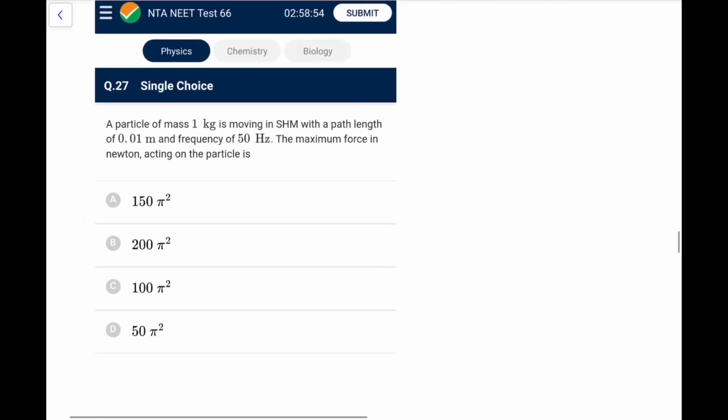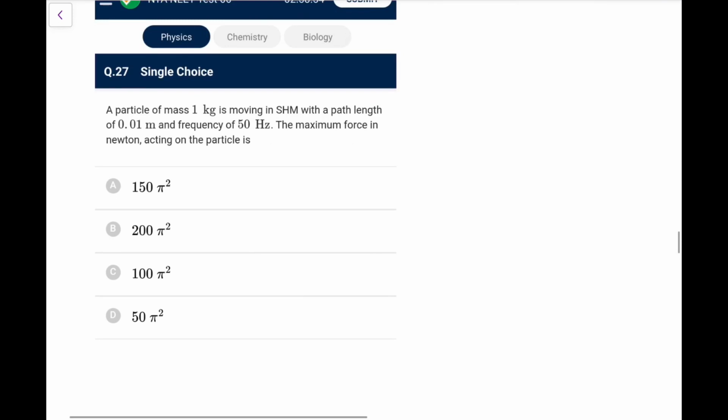Next, 27th. A particle of mass 1 kg is moving in SHM with a path length of 0.01 meters and frequency of 50 hertz. The maximum force in Newton acting on the particle is going to be what? Now this is a dubious thing. What do we take this path length to be? This is a very dubious term they have used. And frequency is given.